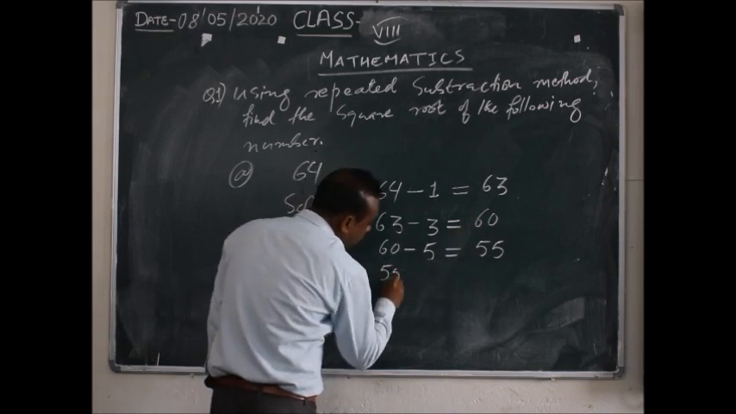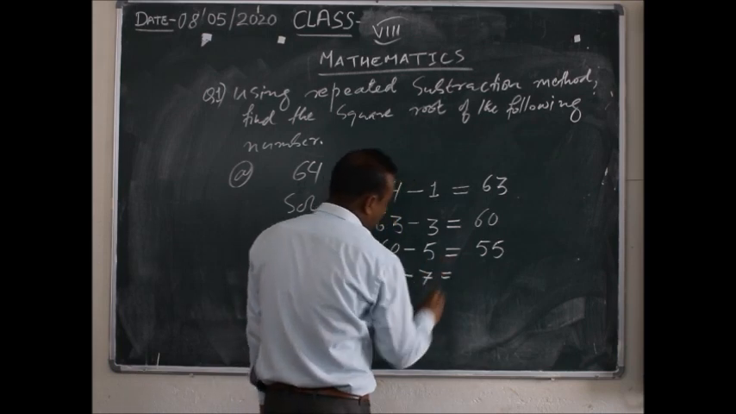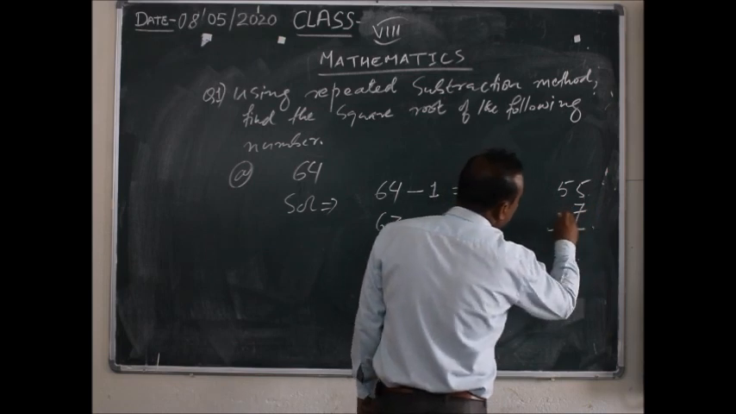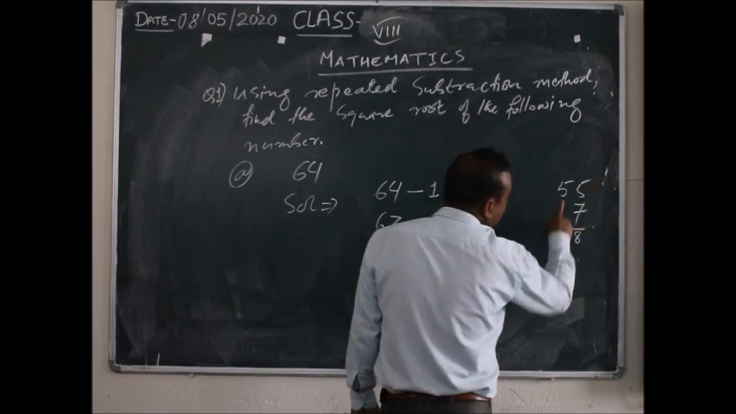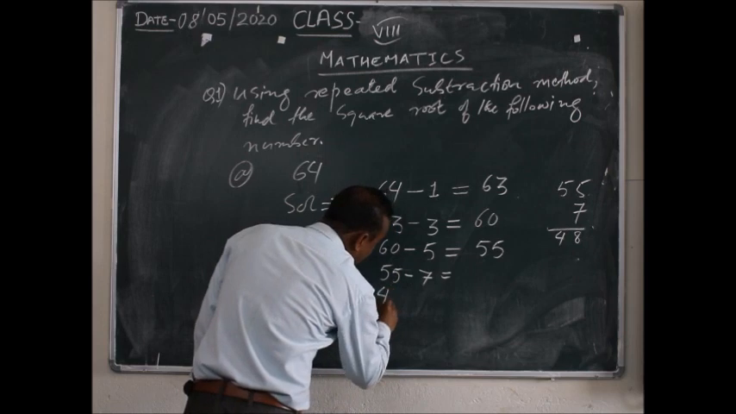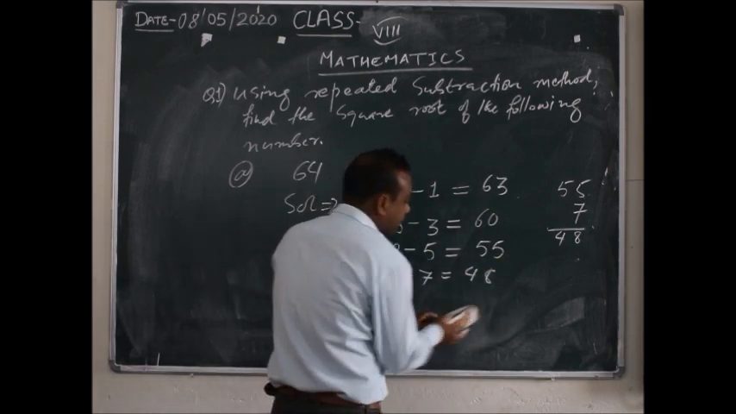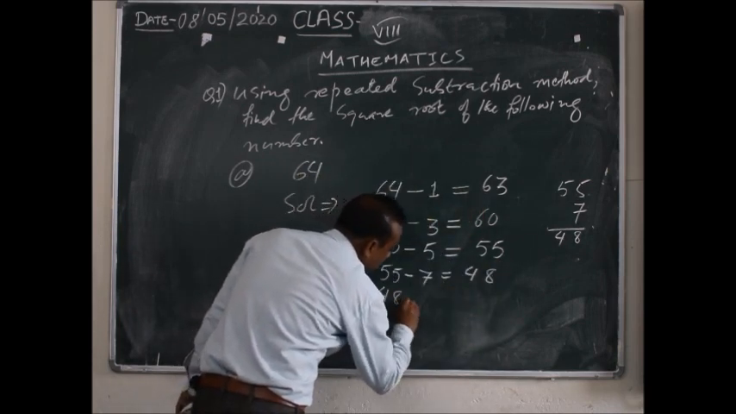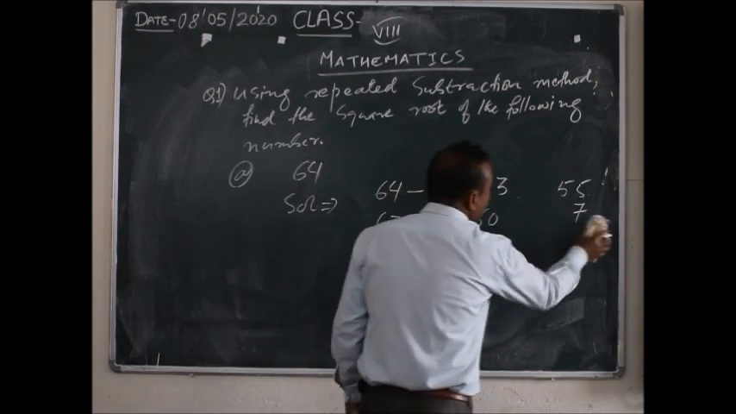Now again you have to subtract 55 minus 7. After 5, 7 comes here. So you can do rough work like this also. 55 minus 7 is 48. Now again you take this 48 minus the next odd number. After 7 comes 9, so you subtract 9.